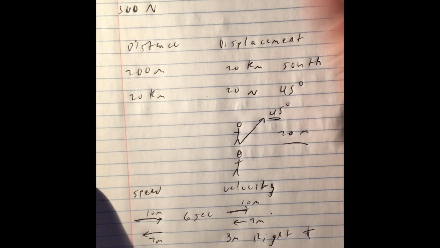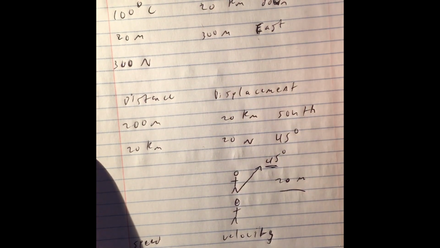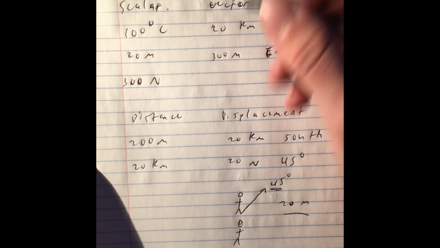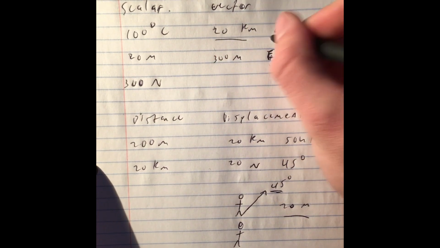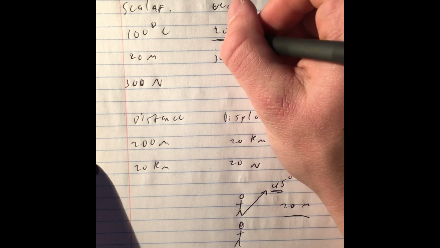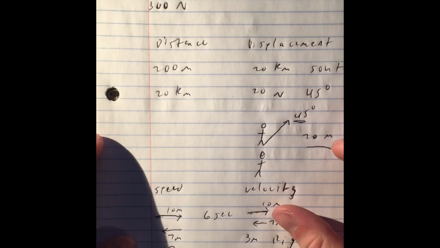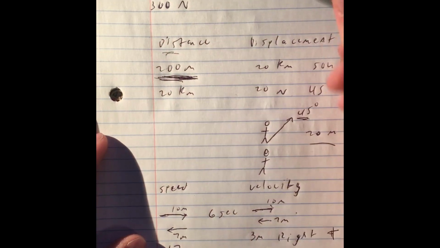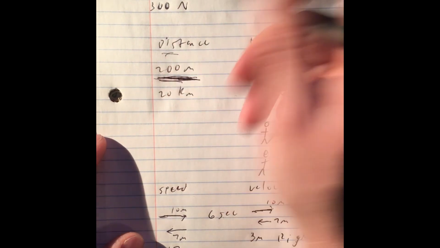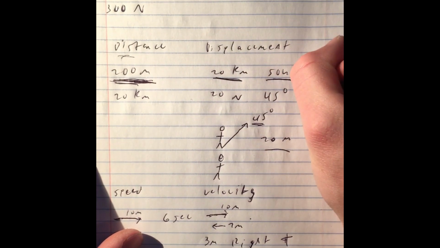This is just a brief recap. Scalar quantities are just a magnitude, just one number. Vector quantities have a magnitude and a direction. And then distance and displacement. Sorry, distance is just a magnitude only. Displacement is a vector quantity. You have a distance and you have a direction.